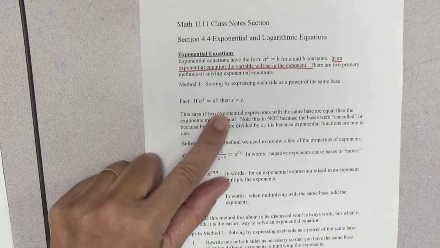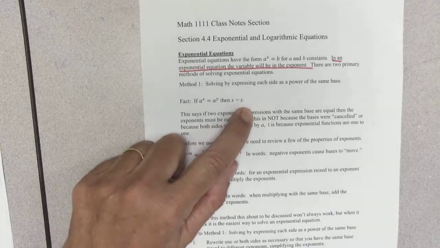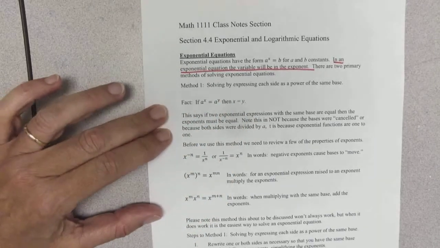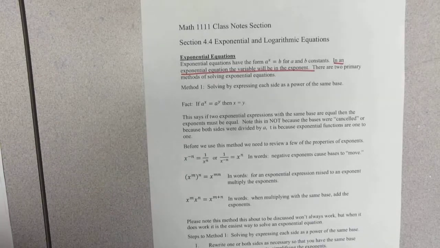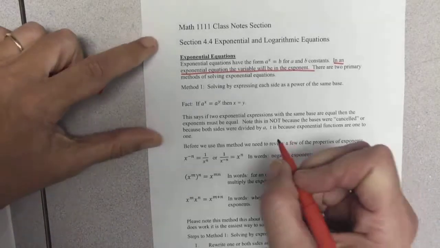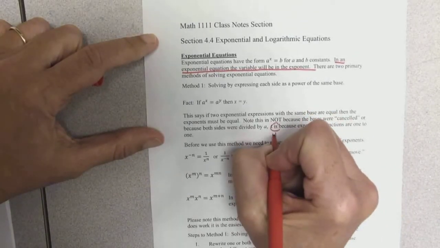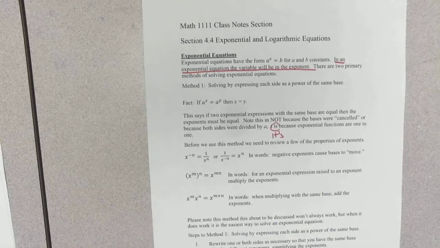If a to the x equals a to the y, then x equals y. So what this is saying is if two exponential expressions with the same base are equal, then the exponents must be equal. Note, this is not because the bases were canceled or because both sides were divided by a. It is because, there's another little typo, I should say it's because the exponential functions are 1 to 1. And hopefully someday I'll fix all these little typos.